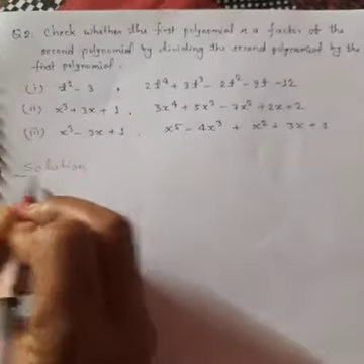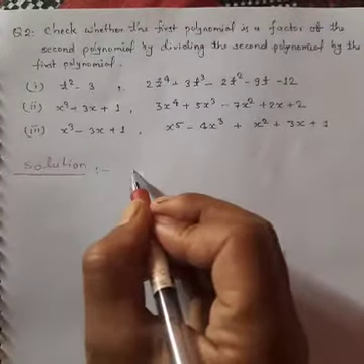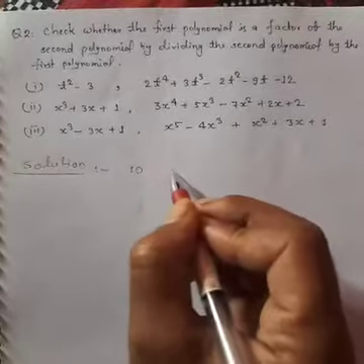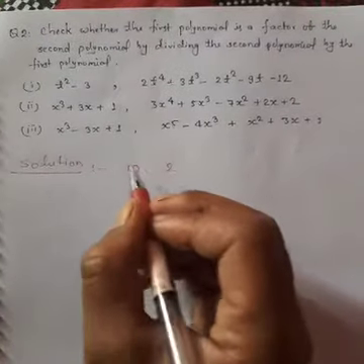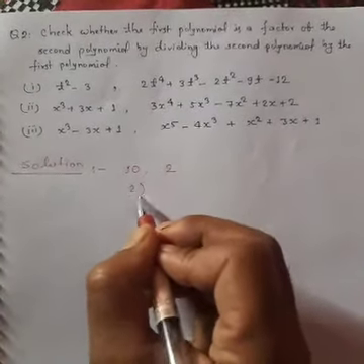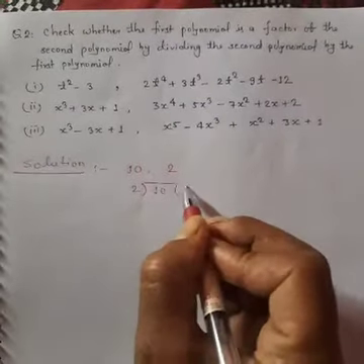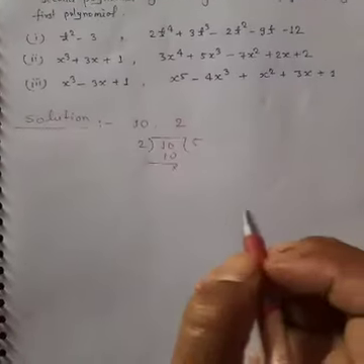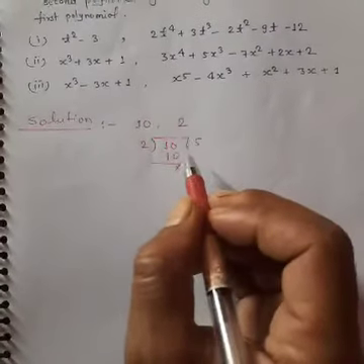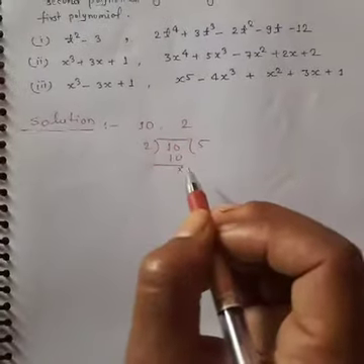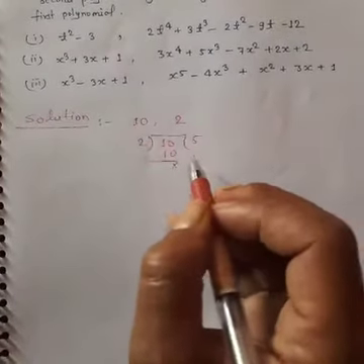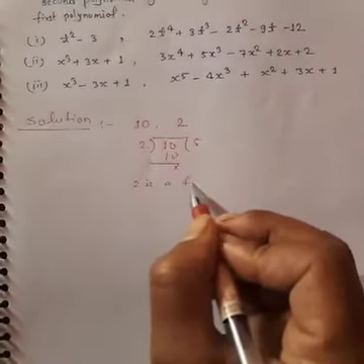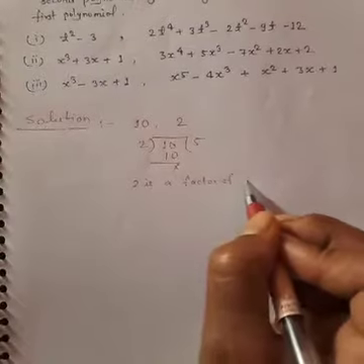Like with simple numbers, if we want to find whether 2 is a factor of 10 or not, we do this by dividing. Here 2 times 5 is 10, so we get no remainder. Whenever we divide one number by another number and the remainder is 0, then we can say that 2 is a factor of 10.